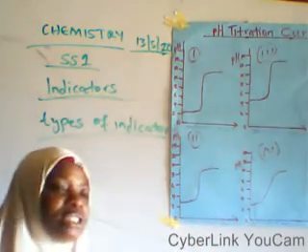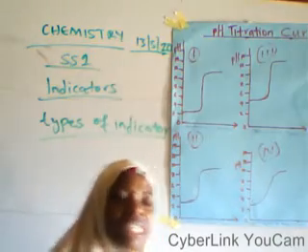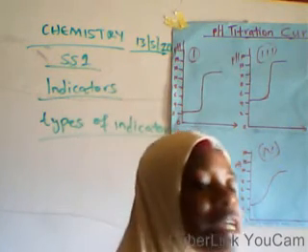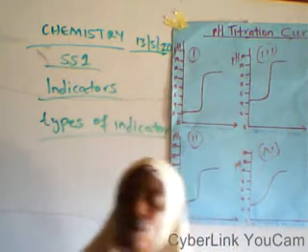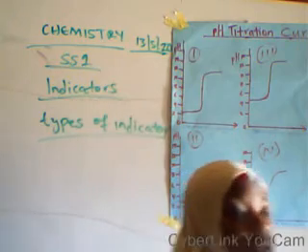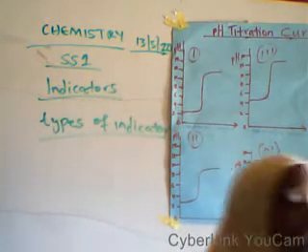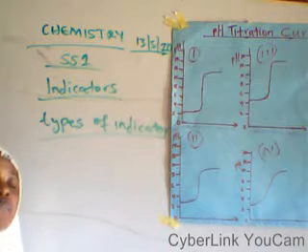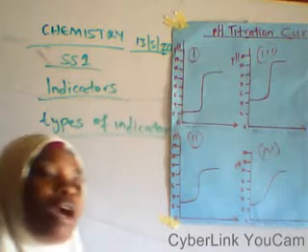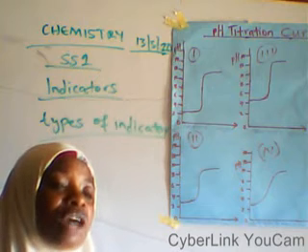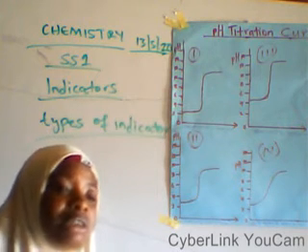Now, methyl orange. Methyl orange in an acid used to be pink. In base, it is yellow, while in neutral solution is orange in color. Phenolphthalein indicator in an acid used to be colorless. In base, it used to be purple in color, and then in neutral solution, it also used to be colorless.